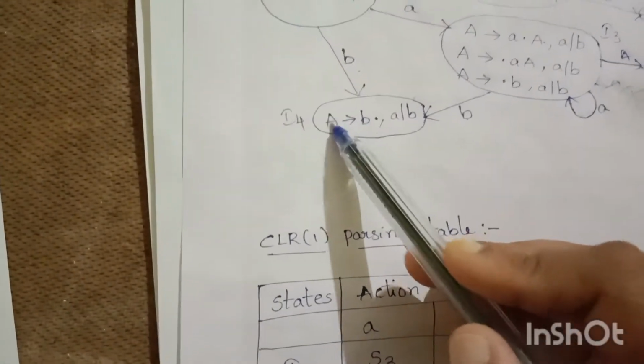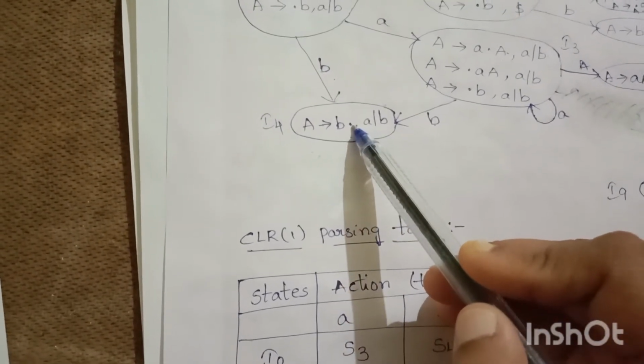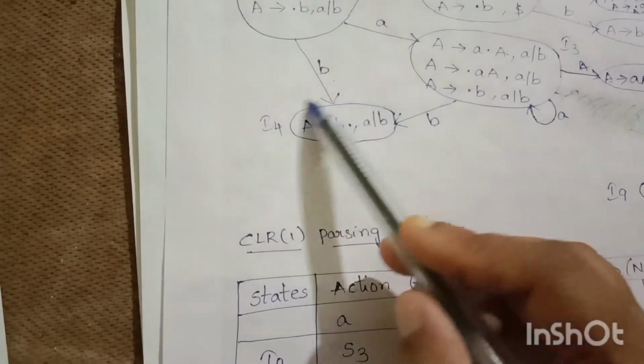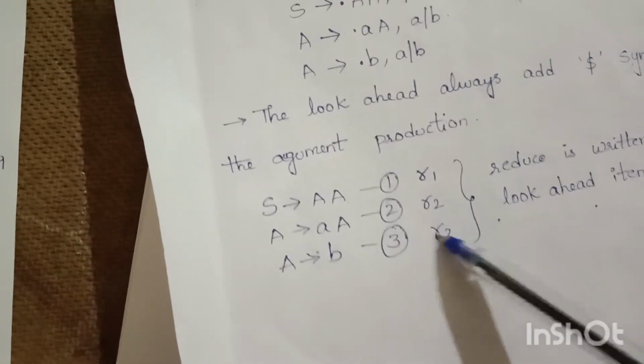Next, I4. I4 is not moving anywhere. That means the dot is placed at the end of the production, so we need to apply reduce here. We write the reduce numbers accordingly. So A tends to B dot. Check here, A tends to B dot. So we have written reduce 3.